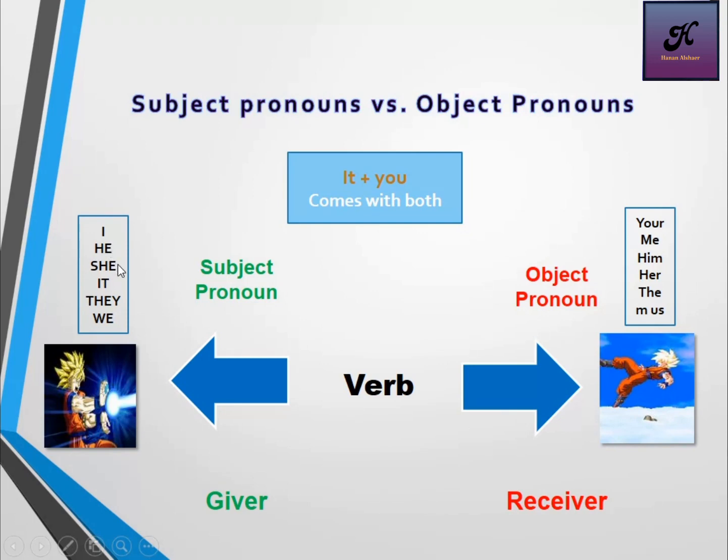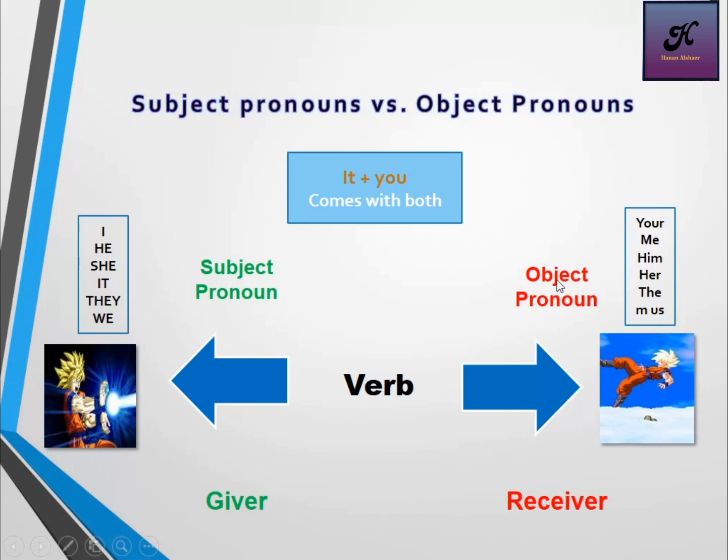She, if I want to talk about one girl. It, if I want to talk about a thing or an animal. They, if we want to talk about a group of people. We, if a group of people are talking about themselves. These are all the subject pronouns which come before the verb.